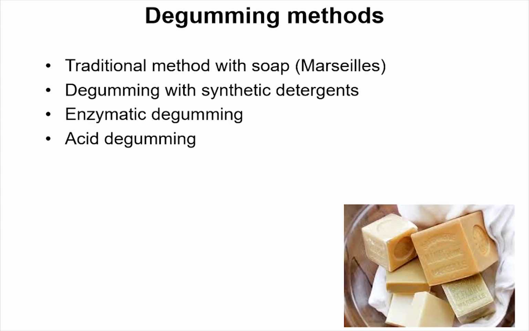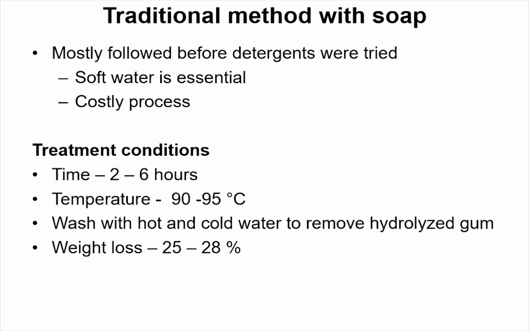This is the Marseille soap, a natural soap, which is used to hydrolyze the sericin gum. In this method, the use of natural soap, Marseille soap, was tried before the invention or application of detergents, because Marseille soap or natural soap is more effective in soft water, but it is not effective in hard water, and moreover the process cost is very high compared with detergents.